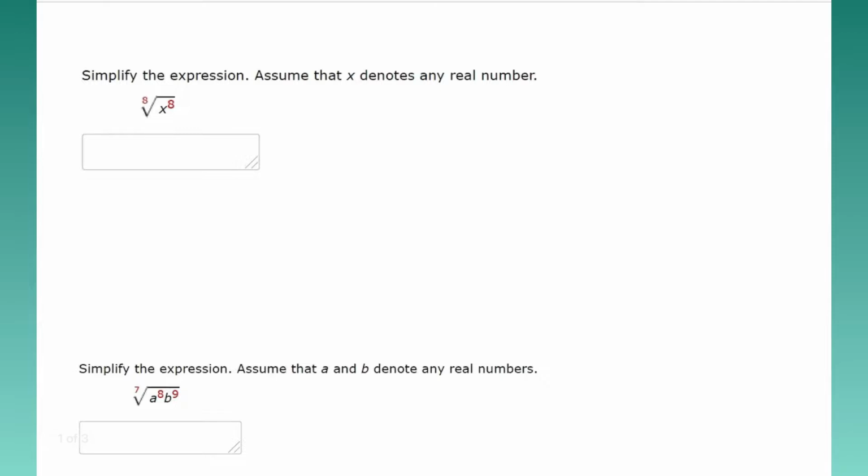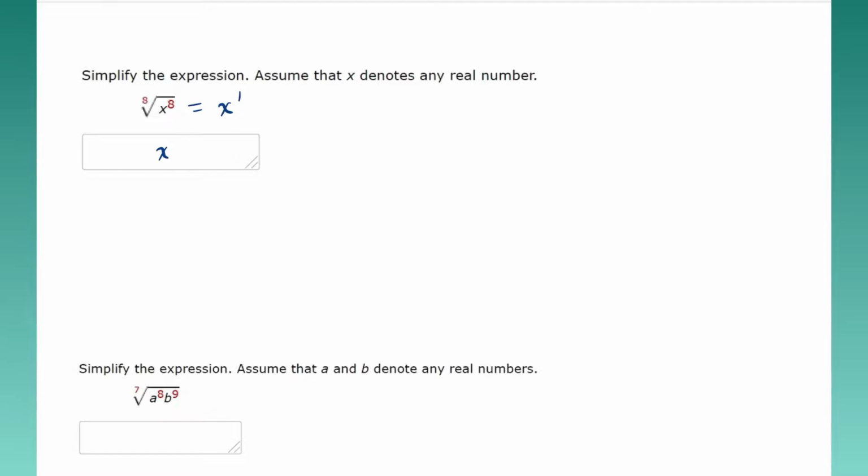The next problem says, simplify the expression, assume that x denotes any real number. All right, as you can see, the index is 8 and the exponent is 8. So what we do here is we basically divide. 8 divided by 8 is 1. So it's going to be x to the first power.